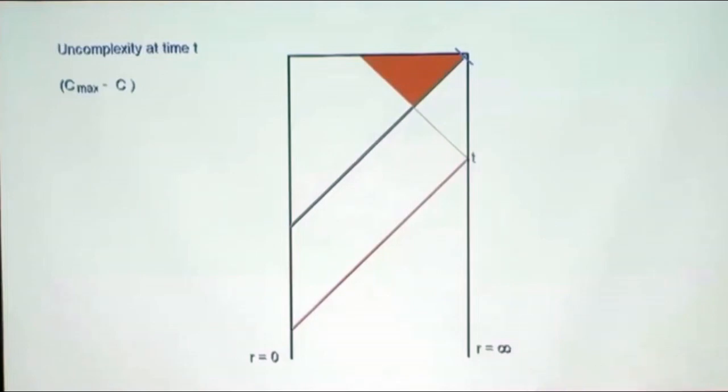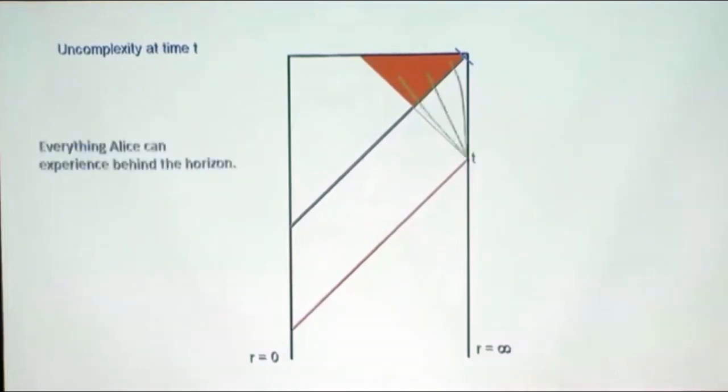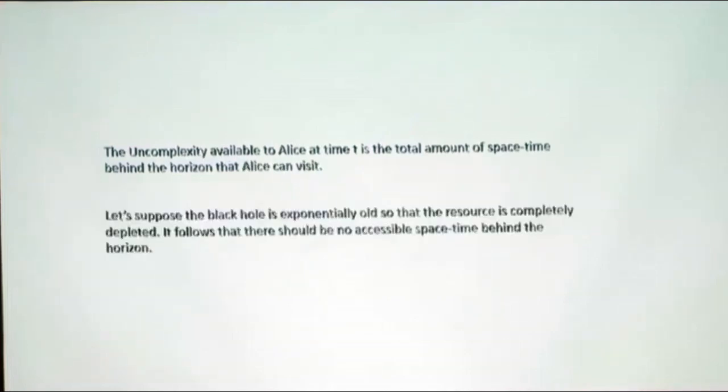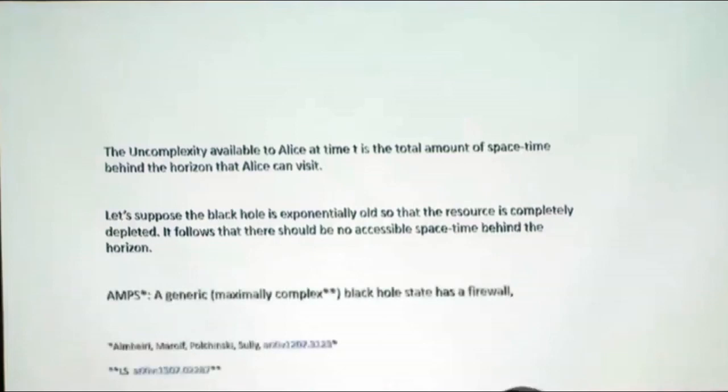What is that? That is the region that Alice can experience. The entire region that Alice can experience, the volume of it, is a kind of resource. It's the resource of space-time that Alice has available. That's what she gets to look at. That's what plays the role of the uncomplexity geometrically. Let's suppose that the black hole is exponentially old. All right, let's suppose the black hole is all used up. It's gotten to be exponentially complex. It would follow from this line of reasoning that there should be no accessible space-time behind the horizon. No uncomplexity, no accessible. That fits rather well with the firewall argument, one of the firewall arguments.